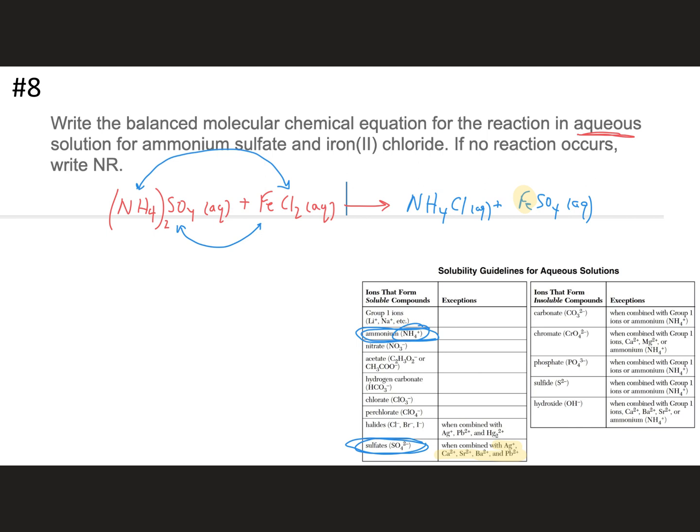Now this one's kind of tricky because a reaction will only occur if something is precipitating. So if we're going from aqueous and aqueous to aqueous and aqueous, there's no driving force for this reaction because nothing is precipitating and leaving solution. Therefore, the answer for question 8 is simply just NR. No reaction will occur because nothing will precipitate from solution.